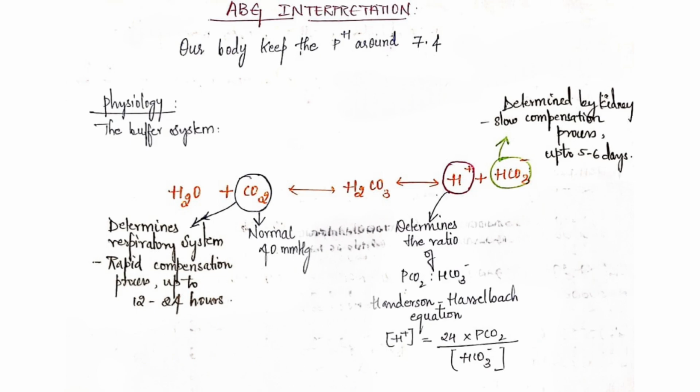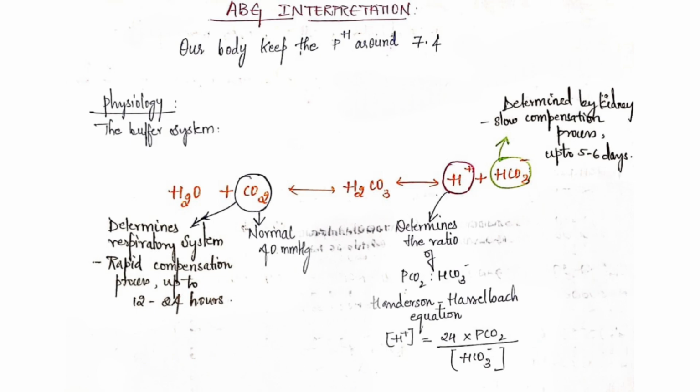and HCO3-. Here, carbon dioxide's normal range is 40 millimeters of mercury, which is determined by the respiratory system, and it is a rapid compensation process which takes up to 12 to 24 hours. Bicarbonate is determined by the kidneys. It is a slow compensation process, which takes 5 to 6 days. The H+ is determined by the ratio of bicarbonate to carbon dioxide.